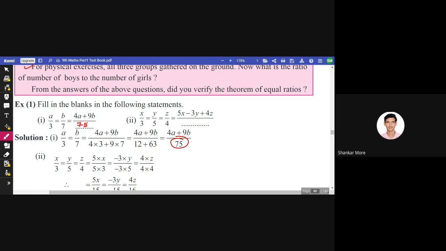y is multiplied by what, students? y is multiplied with what? Not 3. It is negative 3. Correct. Exactly, multiplied by -3, right? So 5 will be multiplied by what? It is y by 5, y is multiplied by -3, so 5 also has to be multiplied by -3. z is multiplied by 4, so 4 also has to be multiplied by 4. So this is how we find out the values.